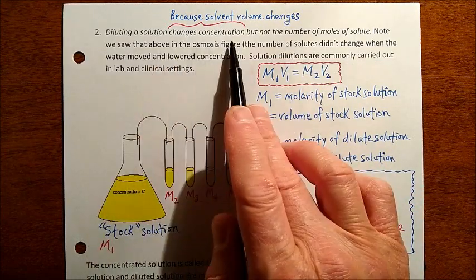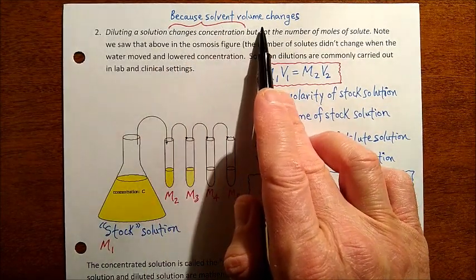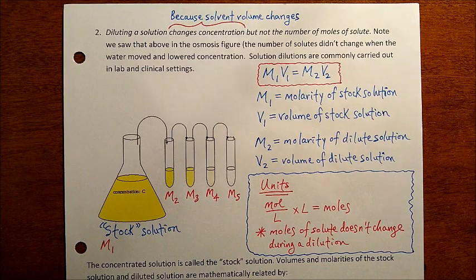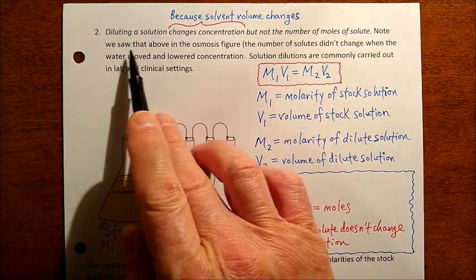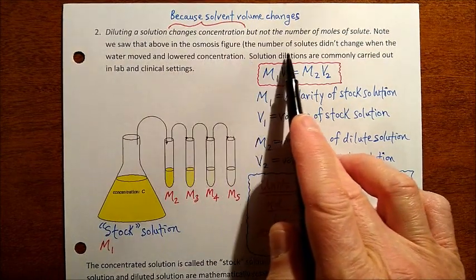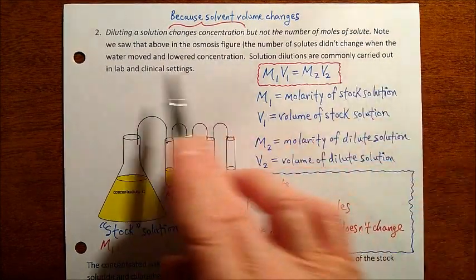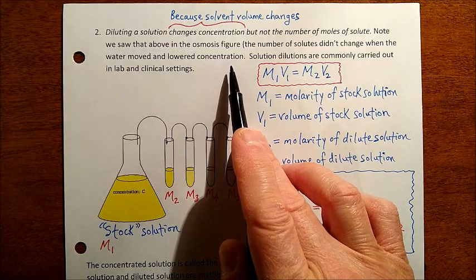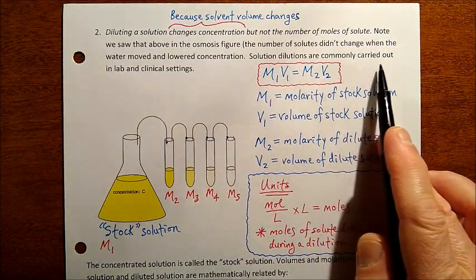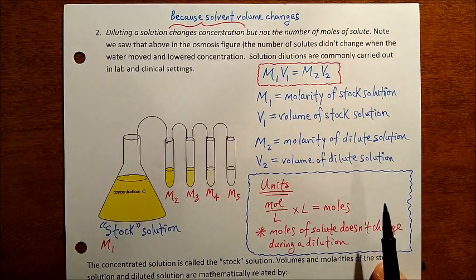The reason why it changes concentration is because the solvent volume changes. We're going to be adding water to these solutions and causing them to be diluted. Note we saw above in the osmosis figure that the number of solute particles didn't change when the water moved and lowered the concentration. Solution dilutions are commonly carried out in lab and clinical settings.